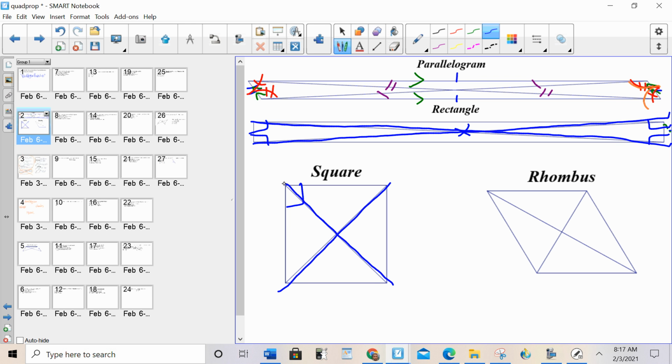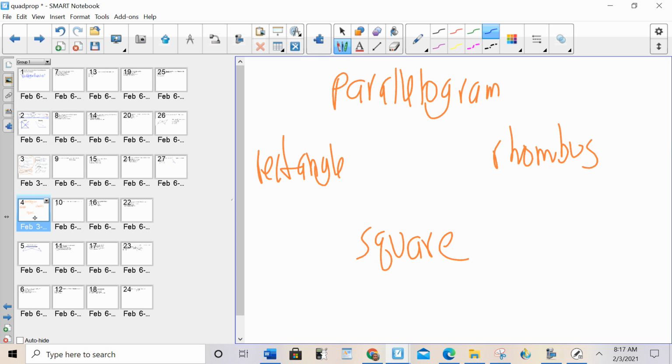So a square is a special type of rectangle because for something to be a rectangle, it's got to have right angles. A square does. It's got to have congruent diagonals. A square does. So going back to this picture, squares are rectangles, squares are parallelograms.